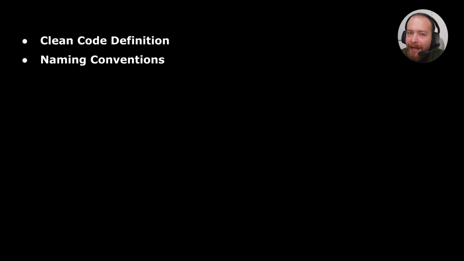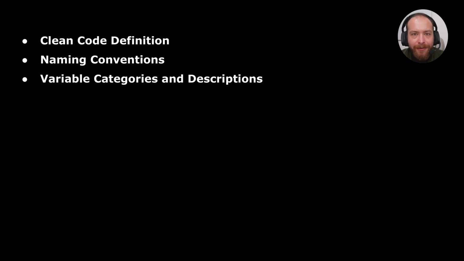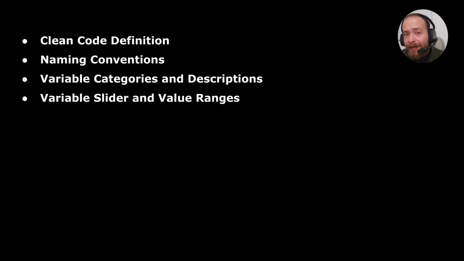Hello and welcome. Today we are going to talk about creating cleaner and more organized blueprints. We will start with the definition of clean coding. What is clean coding? And we will continue with the naming conventions that will help you create meaningful variables and components. Our third topic will be about variables in general, variable descriptions, variable categories, and variable ranges with variable sliders.